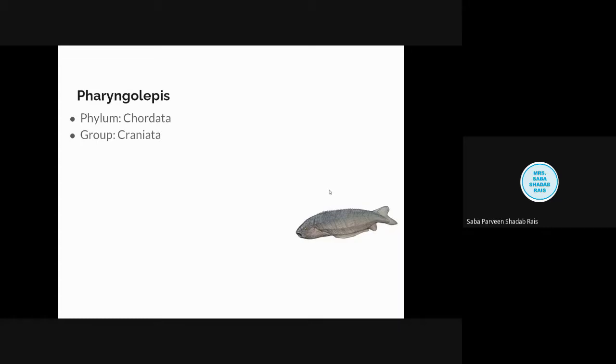Is that clear? I hope you have noted this and you will not forget it. And then the subphylum Vertebrata. Why Vertebrata? Vertebral column is present. Next, Agnatha: jaws and appendages are absent. Then their class is Ostracodermi, which means shelled skin. The genus is Pharyngolepis.